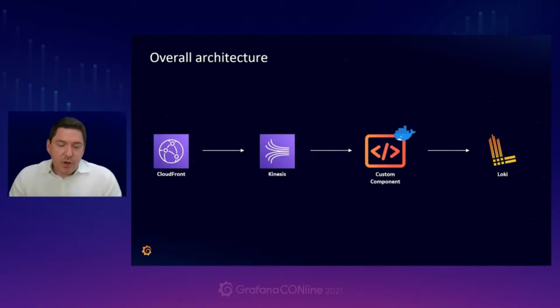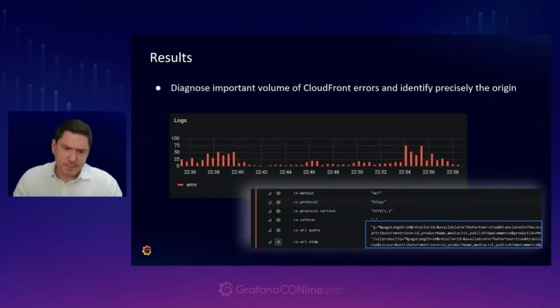So here is the overall architecture to send CloudFront logs to Loki, starting from CloudFront, then to Kinesis, then received and transformed by our custom components, and finally sent to Loki. And we're indeed using Grafana to explore Loki's logs. And here are a few examples.